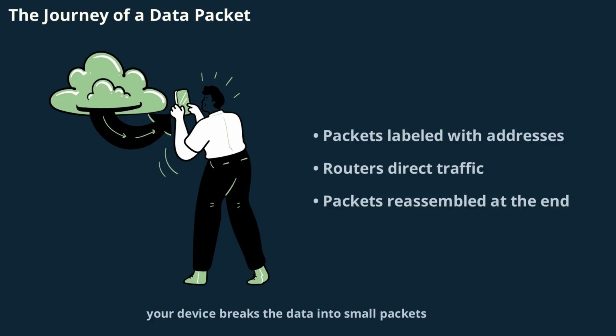Let's follow a data packet on its journey. First, your device breaks the data into small packets. Each packet gets a label with the sender and receiver's address. Then these packets travel through a series of routers, devices that direct the traffic across the network. Different packets might take different routes, depending on which path is fastest or least congested. Finally, all the packets arrive at the destination and are reassembled into the original message, video, or website you requested.